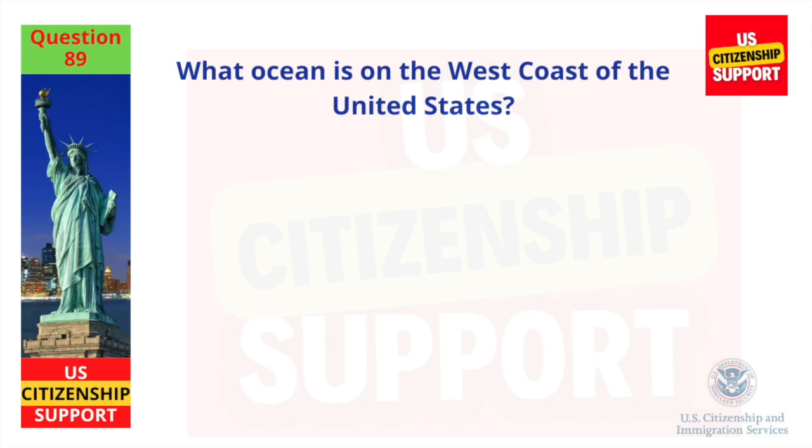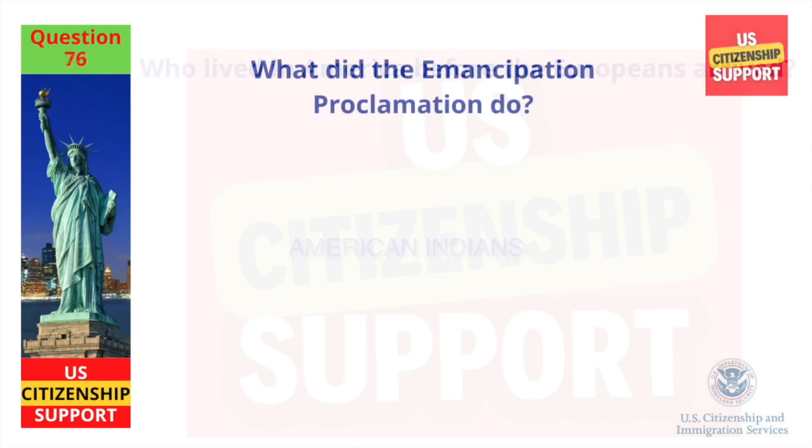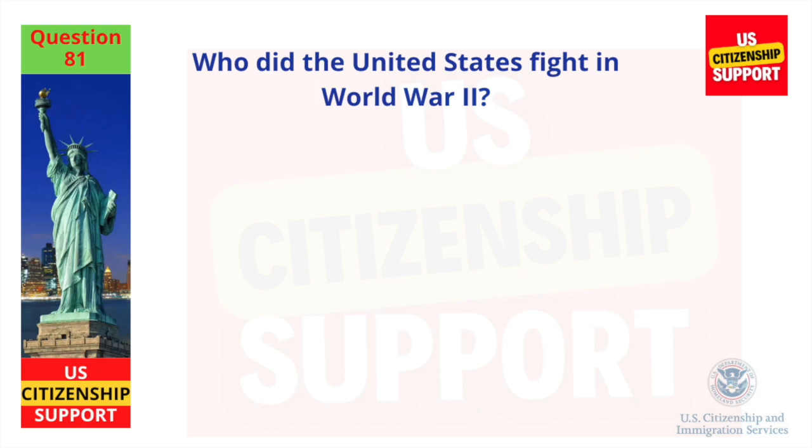What ocean is on the west coast of the United States? Pacific Ocean. Who lived in America before the Europeans arrived? American Indians. What did the Emancipation Proclamation do? Freed the slaves. Who did the United States fight in World War II? Japan, Germany, and Italy.